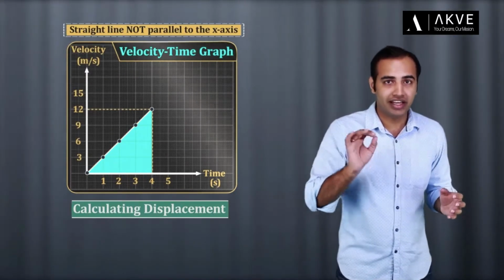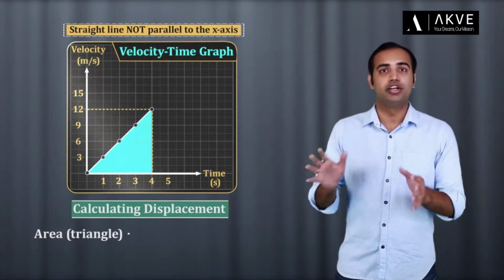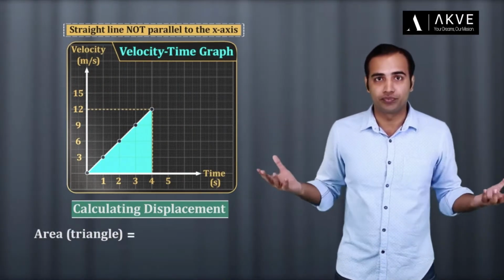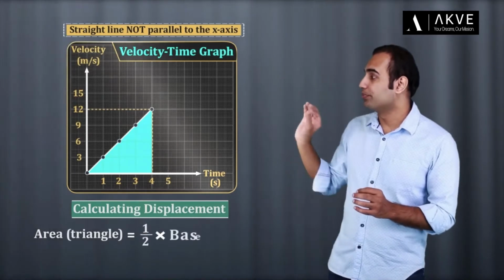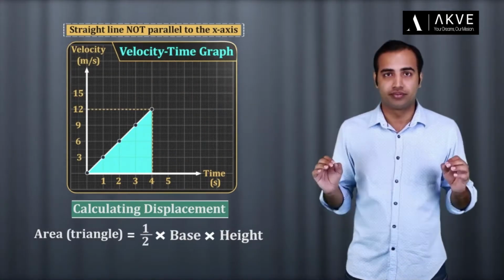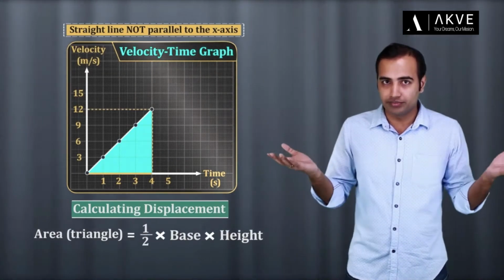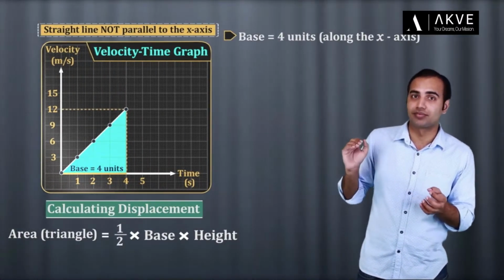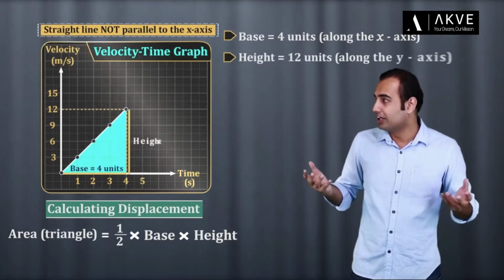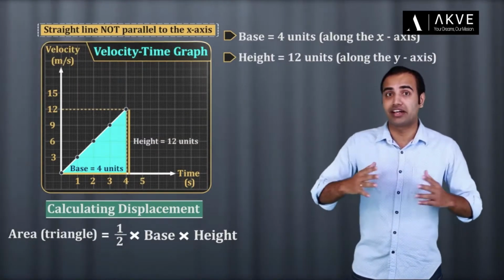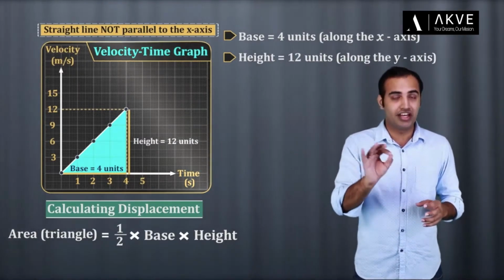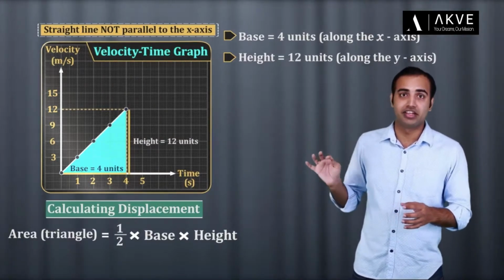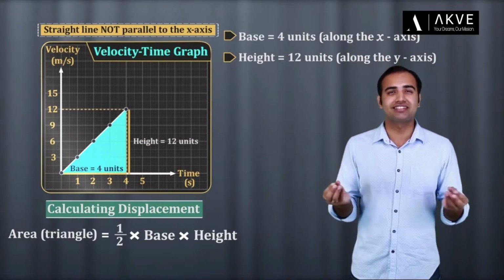Now let's go ahead and calculate the area of this triangle using the formula that we already know, which is nothing but half into base into height. Now what is the value of base here? From the graph you can see it's 4 units along the x-axis. Similarly, what is the value of height? Well, it's 12 units along the y-axis. Now pay attention. We have chosen time on the x-axis, which means the unit along the x-axis is seconds.